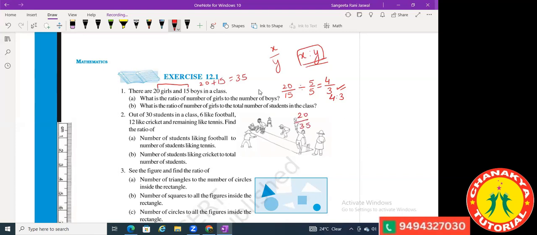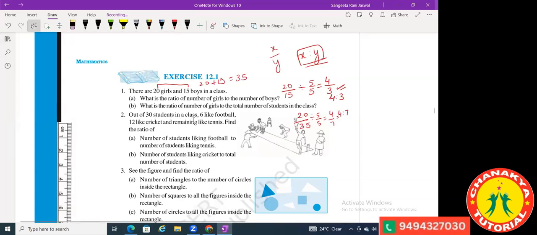Exactly. So, what ratio did you get? Then we'll get 20:35. Yes. I will again divide this by 5, so I will get 4:7. I can write it as 4:7. Okay. Good. Now, see the next one.